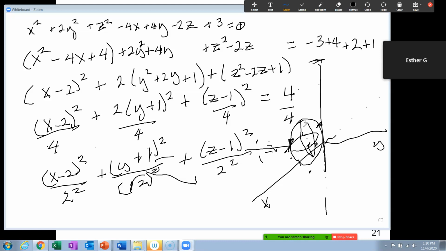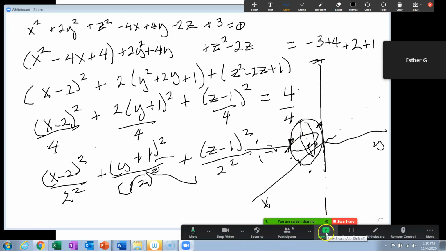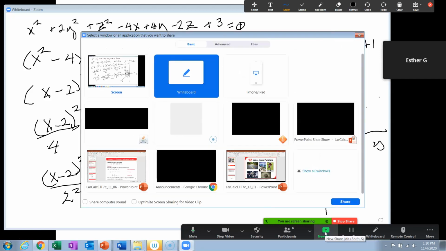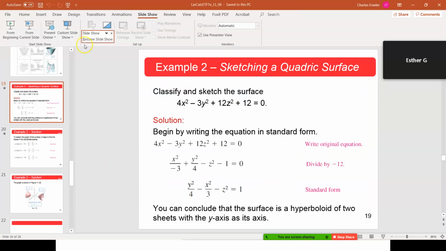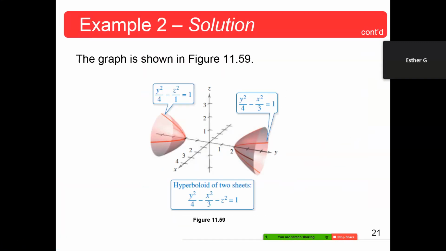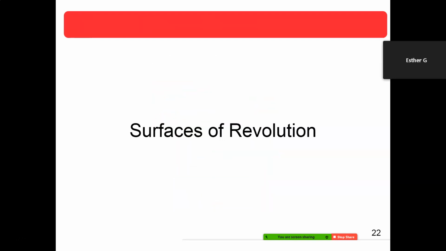Let's talk a little bit about surfaces of revolution. This isn't something that was in your course description. Cylindrical surfaces were not, only quadric surfaces were. So let's just go through these pretty quickly and not spend too much time on them. Let's go back to the PowerPoints, and we'll resume the slideshow. And now let's go to surfaces of revolution. Again, we're going to do this fairly quickly.